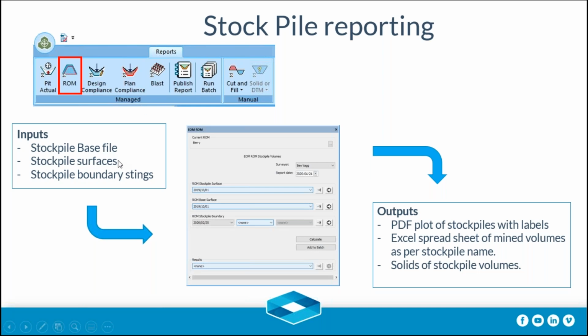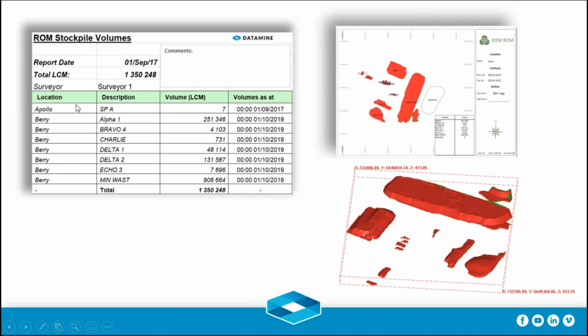And then the next data set that is fed in there are the obvious stockpile surfaces. Now these are, you'd call them either caps or mats, or tops and bottoms, and then the boundaries. So in the boundary strings, which we'll discuss in the third webinar, you can then add the names of the individual stockpiles, and your outputs will be your PDF plots of all the stockpiles with the names plotted, as well as the volumes, an Excel spreadsheet, as well as solids of the stockpiles that you have created that will leave you an audit trail. So this is what the report will look like.